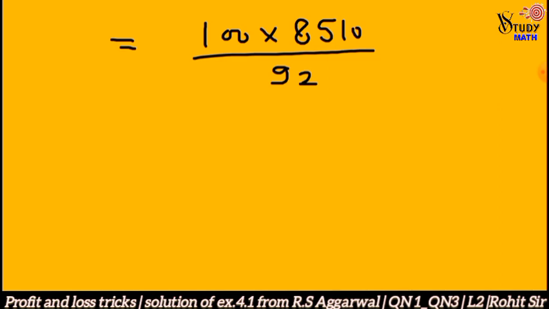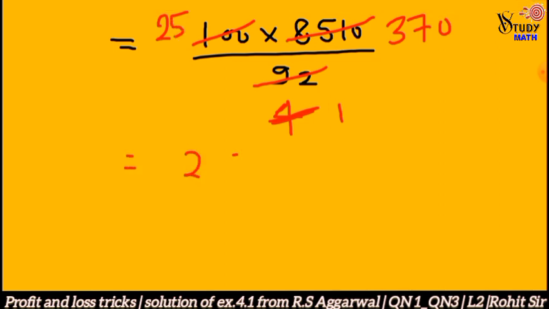So now do this calculation. 23 4s are 92, and 23 cuts 8510, 370 times. 4 1s are 4, cuts 100, 25 times. Now we have 25 multiply 370. After multiplying this, we have 9250, which is the CP of this question.